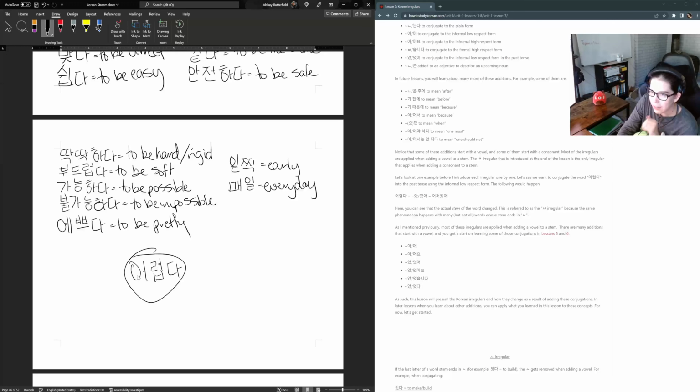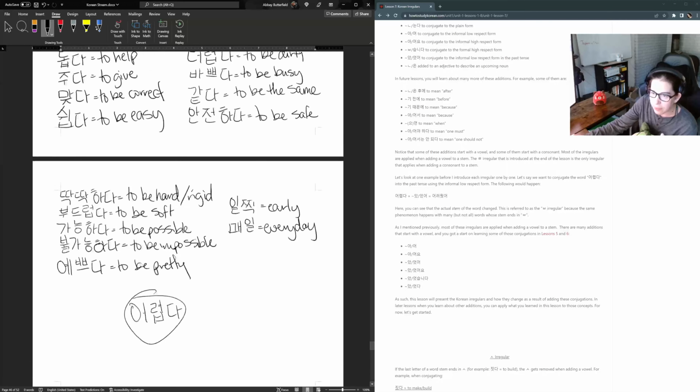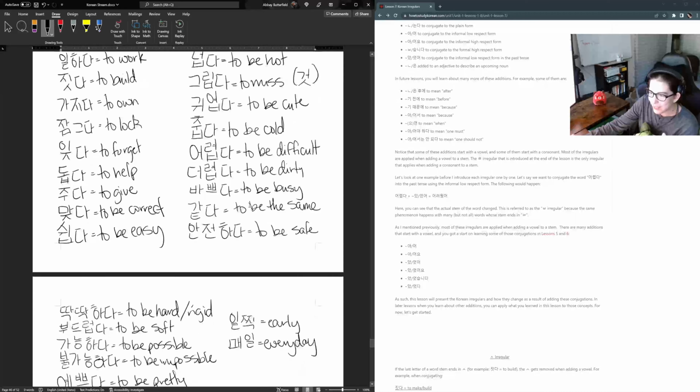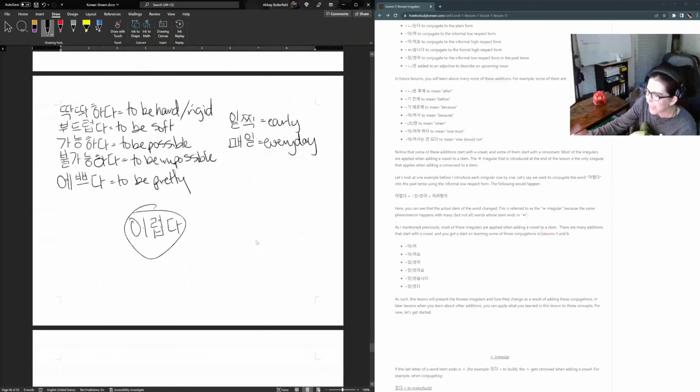So 어렵다, which if we go up here, means to be difficult. That's me. I'm difficult. We're trying to conjugate it, like they said, in past tense. So we're doing informal low. 어렵다. Here, let me write it.